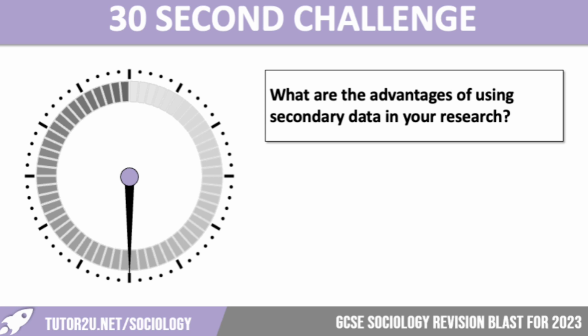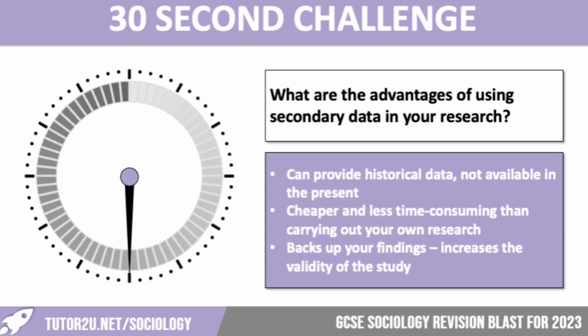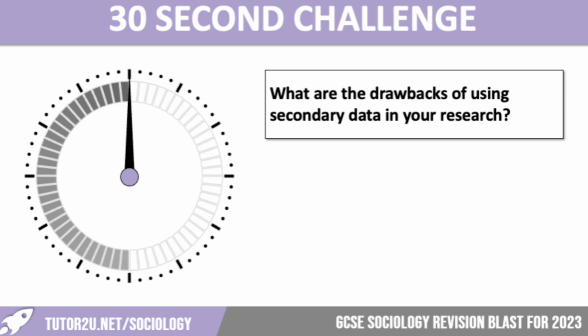Okay, just to remind ourselves that secondary data is data that has been collected by somebody else for a different purpose. So it can provide that historical data which is not available in the present, is cheaper and less time consuming than carrying out your own research, and it backs up your findings and increases the validity of your study. But there are lots of drawbacks of using secondary data in your research. So 30 seconds to think of what they might be.